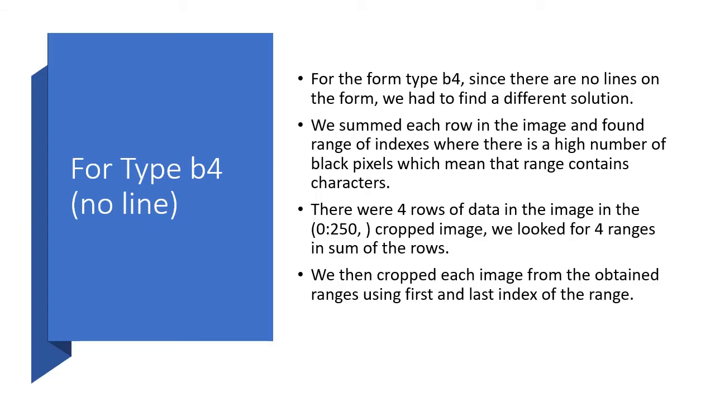The form B4 does not have horizontal or vertical lines, so we had to find another solution. Here is the solution. We summed each row in the image and found the range of indexes where there is a high number of black pixels, which means that the range contains characters. There were 4 rows of data in the image. In the 0:250 cropped image, that is the upper half of the image, we looked for 4 ranges in some of the rows. We further cropped each image from the obtained ranges using the first and last index of the range.